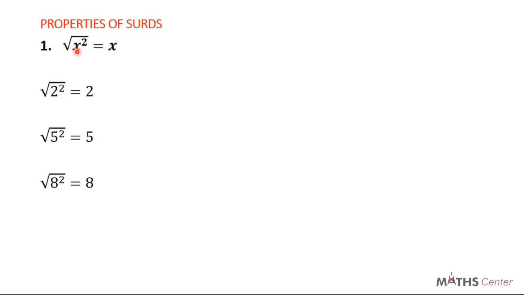So here square root of x squared will give us x. So if you have a term raised to the power 2 and you take square root of that term, you are going to get the term in question. So here, if you take the square root of 2 squared, you get 2. You take the square root of 5 squared, you get 5. And you take the square root of 8 squared, you get 8.